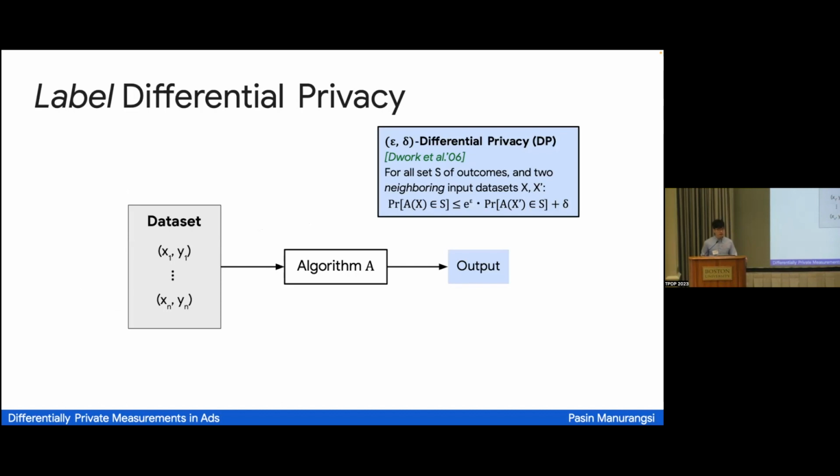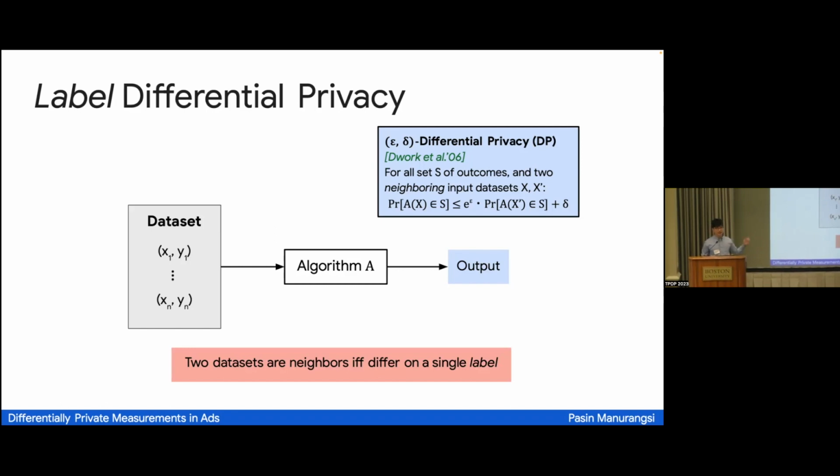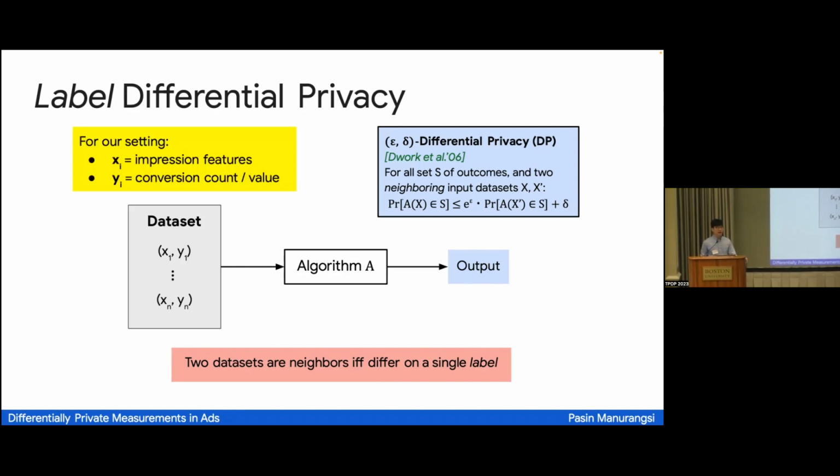One thing I would also like to point out is that this event level API can be thought of as a subset of label differential privacy, where there is an input data set and we don't have to protect the features, the XIs, but we want to protect the labels, the YIs. We say that two data sets are neighbors if they differ by a single label. In our setting, the XI are the features of the impression, whereas the YI are the conversion count or conversion value, which we have to discretize and apply randomized response on.